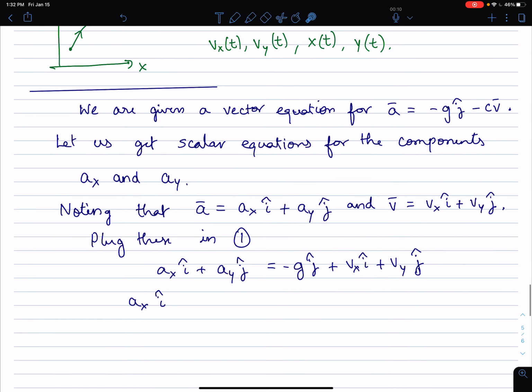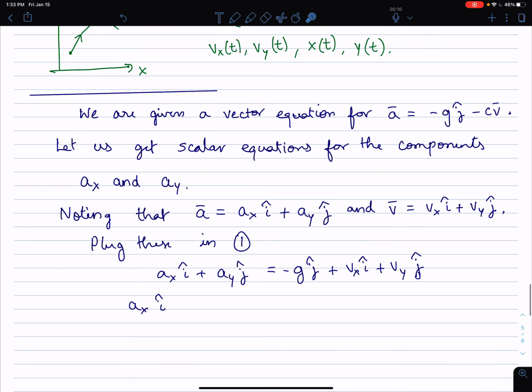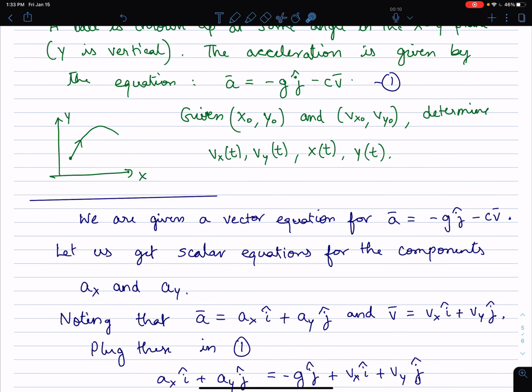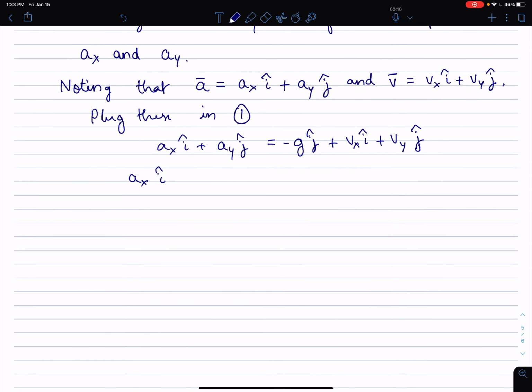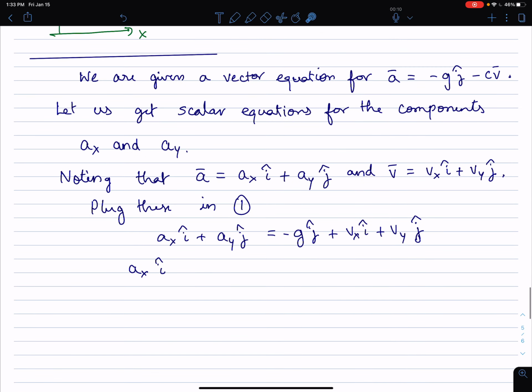To do that, basically we need to replace a with a_x i plus a_y j, and then we need to replace v with v_x i plus v_y j. Like we said, the motion is only in 2D, so there is no motion in the z direction. So we are just focusing on i and j and no k. So we plug those things into this equation, and we get this equation.